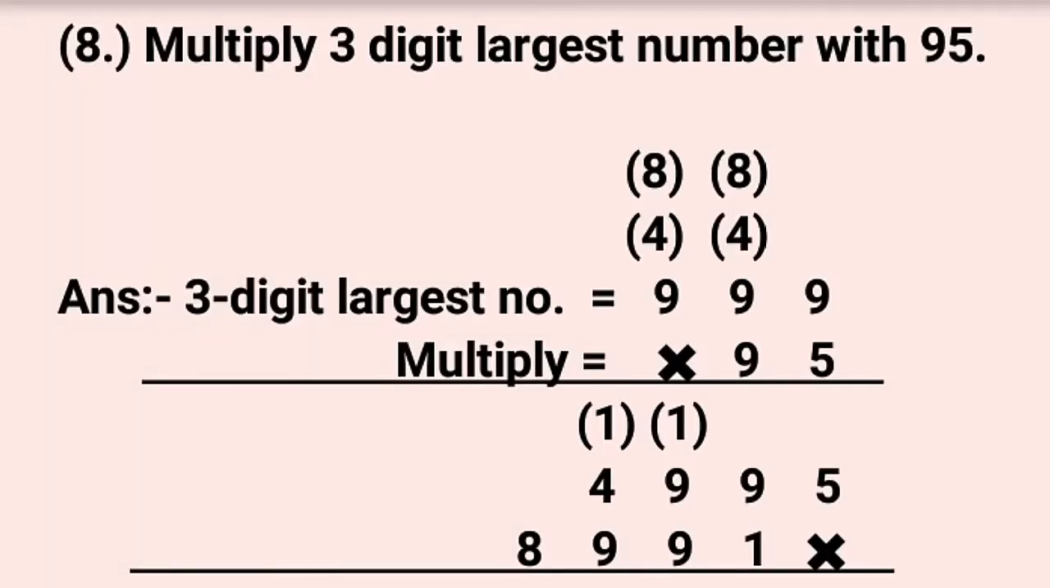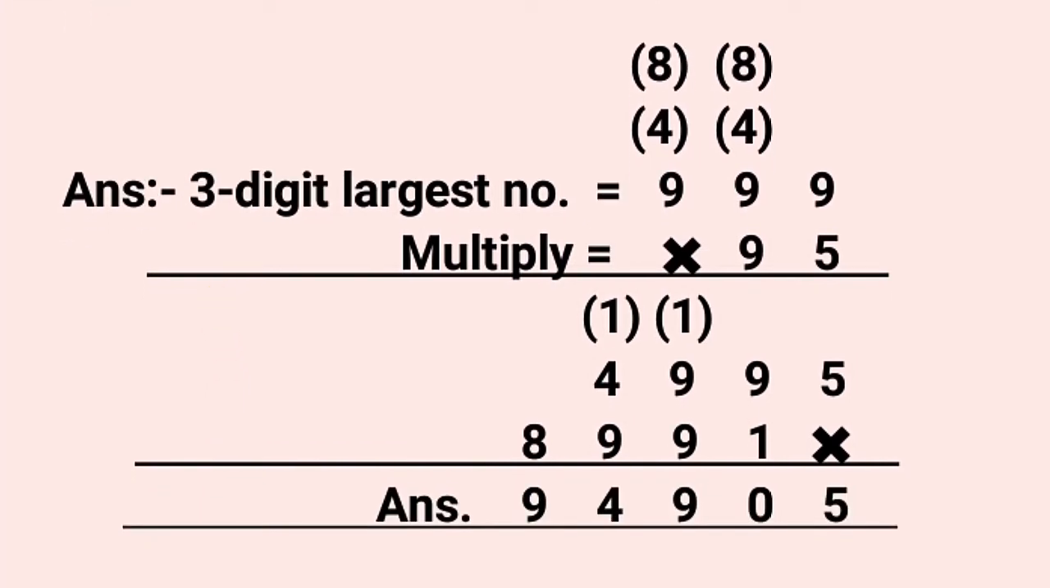Eighth sum is multiply 3-digit largest number with 95. So answer is 3-digit largest number is equal to 999 multiply by 95. So let's start. 5 into 9 is 45, 4 carried, 5 into 9 is 45 plus 4 is 49, 4 carried, 5 into 9 is 45 plus 4, 49. Now 9 into 9 is 81, 8 carried, 9 into 9 is 81 plus 8 is 89, 8 carried, 9 into 9 is 81 plus 8 is 89.